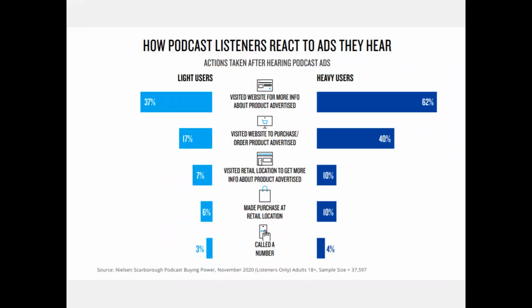So do podcast listeners actually do anything based on the sponsors, the ads that they hear? Here they split it into light and heavy users, but you can see here for people who are big fans of podcasts, 62% of them visited a website for more information. And so you are actually seeing some tangible results from being a sponsor or having an ad on a podcast.